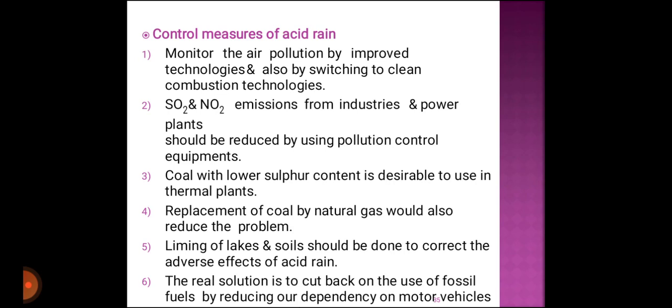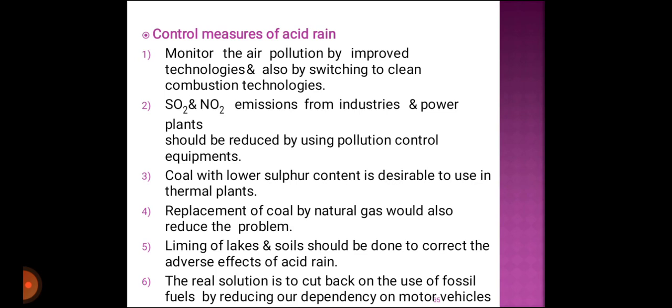Then liming of lakes and the soil should be done to correct the adverse effects of acid rain. The real solution is to cut back on the use of fossil fuels by reducing our dependency on motor vehicles. So these are some of the methods to control acid rain. Then we are going to the ozone layer depletion.